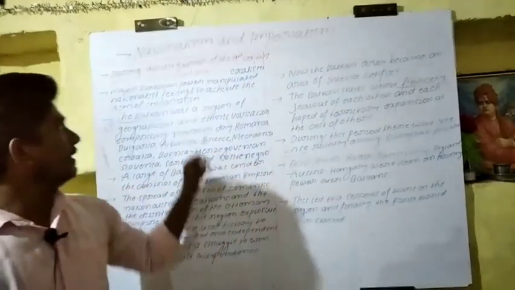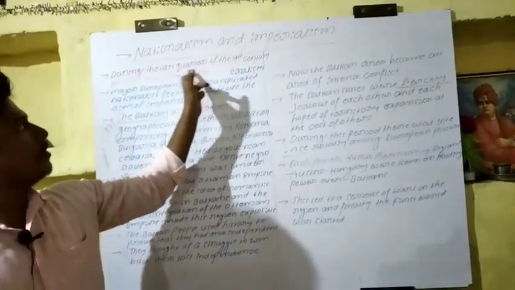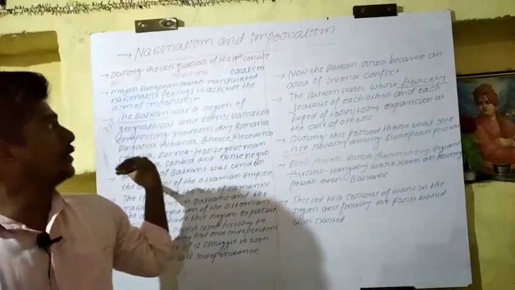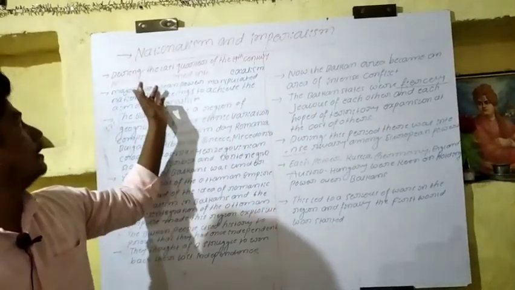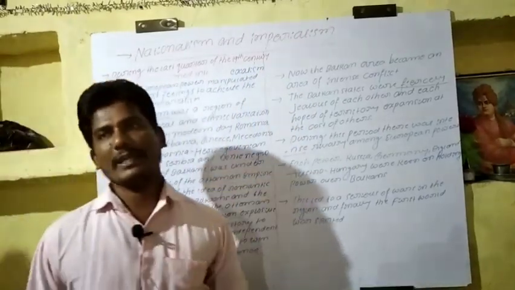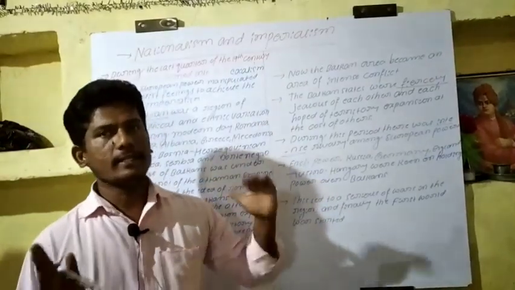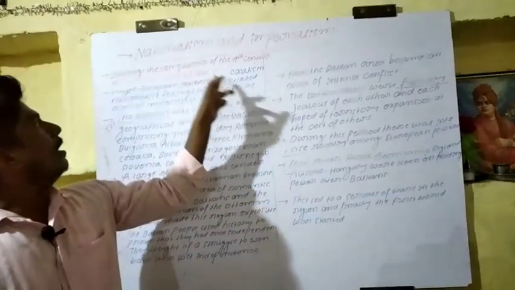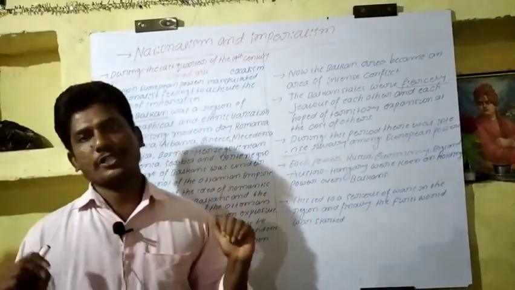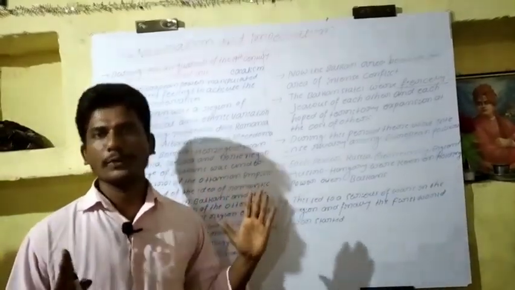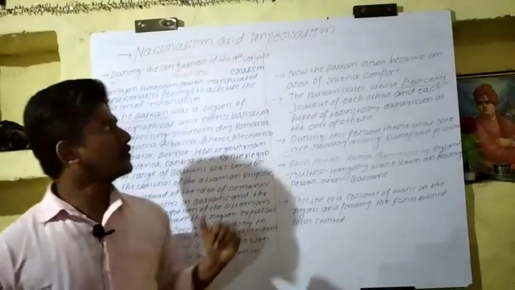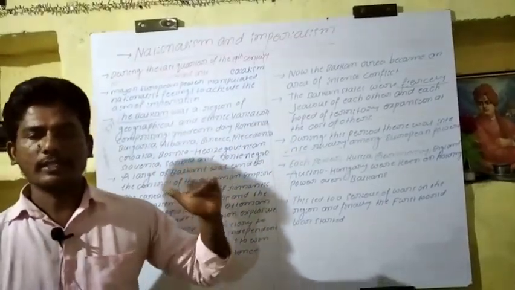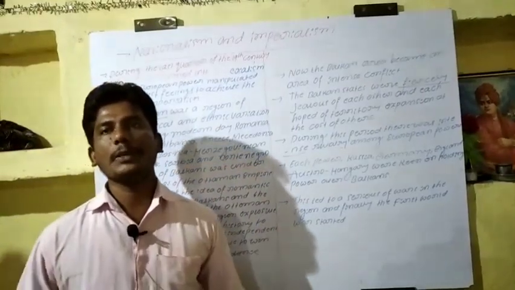Now let us see the last quarter of the 19th century. During the last quarter of the 19th century, what happened in Europe? Nationalism turned into imperialism. In which era did nationalism turn into imperialism? In the last quarter of the 19th century. This is most important and you have to remember this era, right? During the last quarter of the 19th century, nationalism turned into imperialism.